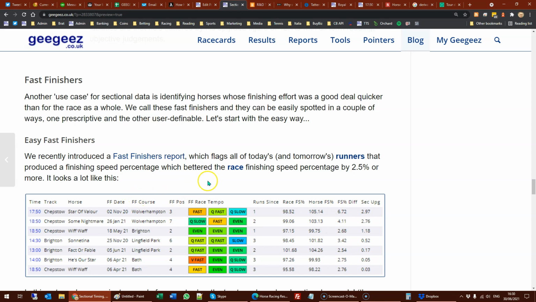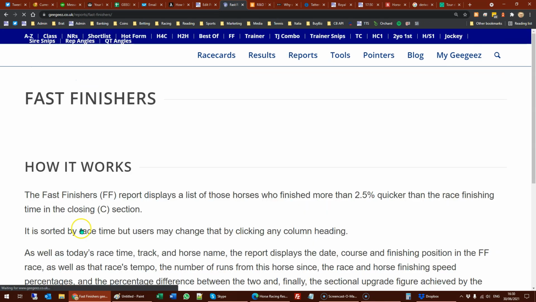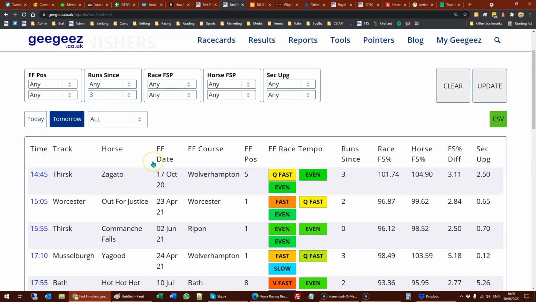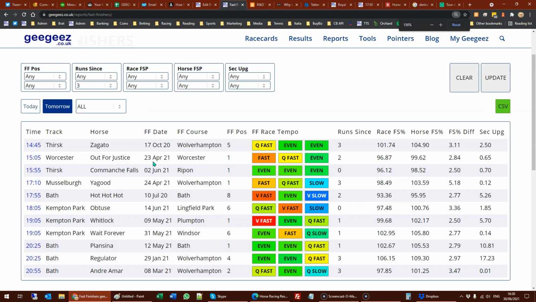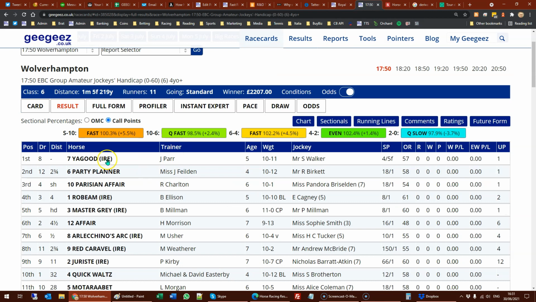We publish a report which can be found from the reports tab, just about here, Fast Finishers. And here's today's. You can see that I've got my settings here with any to 3, and we can see that the fastest finish was, actually, from one of the races that we were just looking at, this one. So that's quite coincidental.